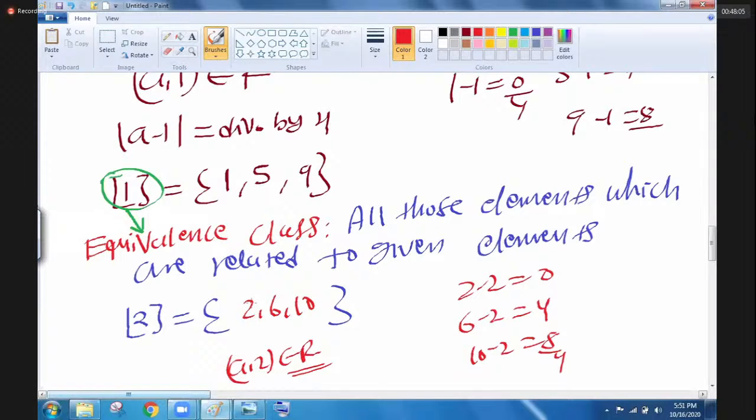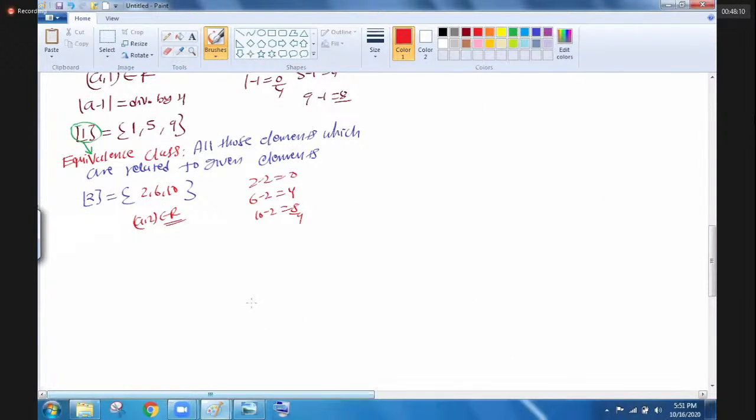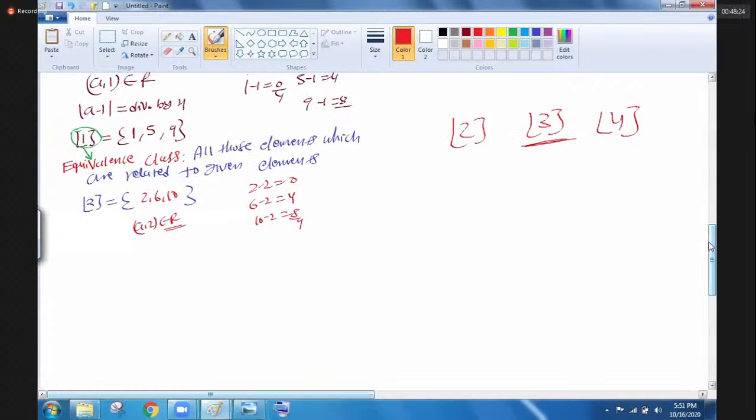This kind of thing they will ask you again and again. Be aware of this: what is equivalence class? Equivalence class is all those elements which are related to the given element. And they will ask you like this: find this. It means they are asking the equivalence class of 2. Find this means the equivalence class of 3, the equivalence class of 4, and so on. Next problem.